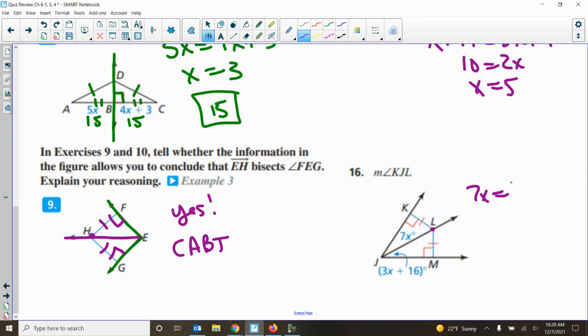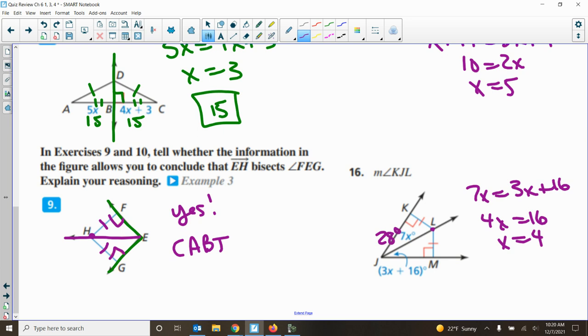So 7x has to equal 3x plus 16. Subtract the 3x. Divide by 4. X equals 4. And now we want KJL. So it looks like we're going to plug in 4 here. Looks like it's going to be 28 degrees.